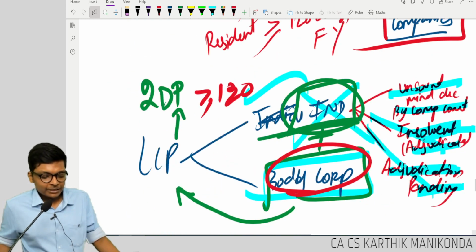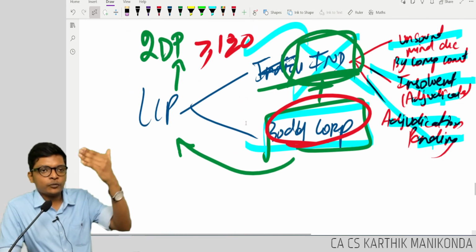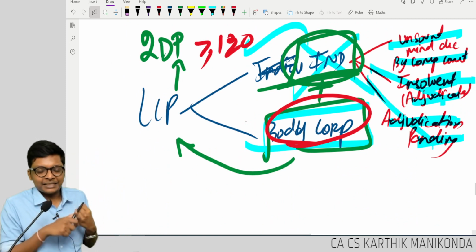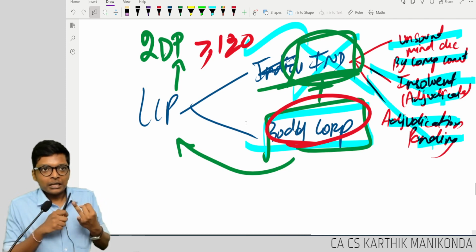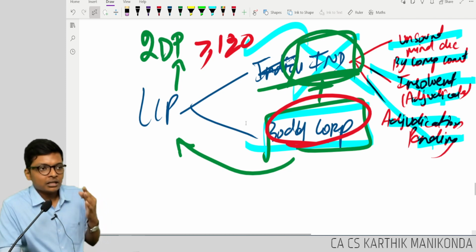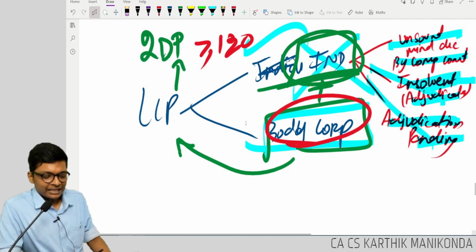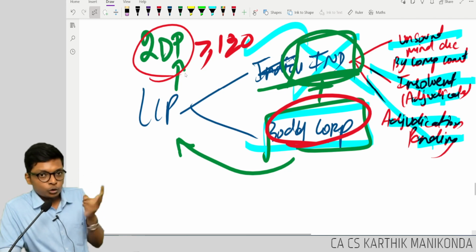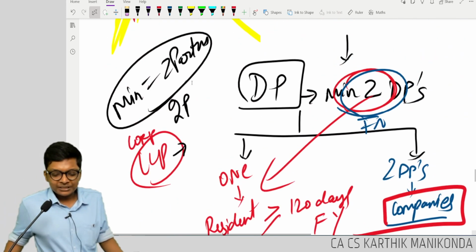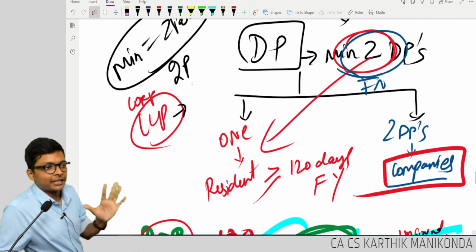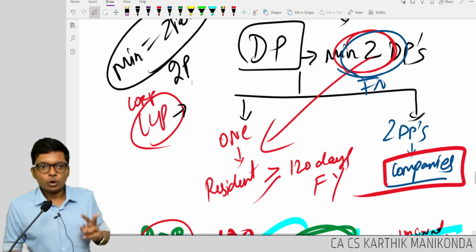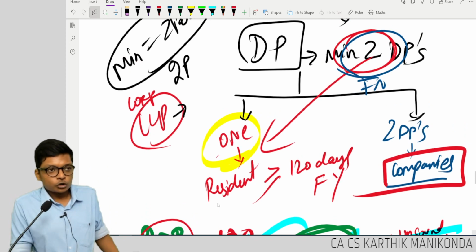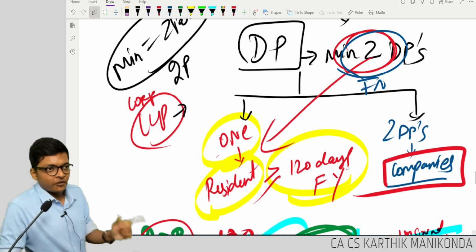Members of an LLP can be an individual or a body corporate. Such an individual should not be of unsound mind declared by a competent court, or an insolvent adjudicated by a court, or have adjudication pending. At the same time, an LLP should have a minimum of 2 partners and 2 should be at least DPs. Who is a DP? He is responsible for any legal complaints. Who are the DPs? Minimum 2, and at least one of those 2 should be a resident of India, stayed in India for more than or equal to 120 days.